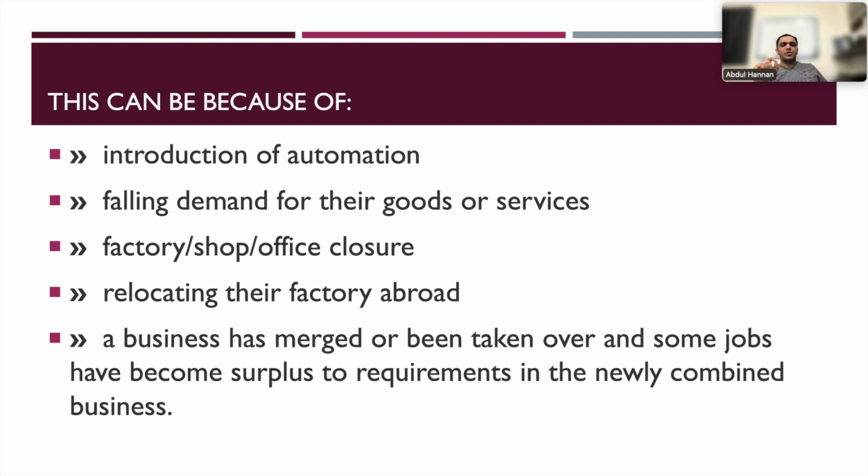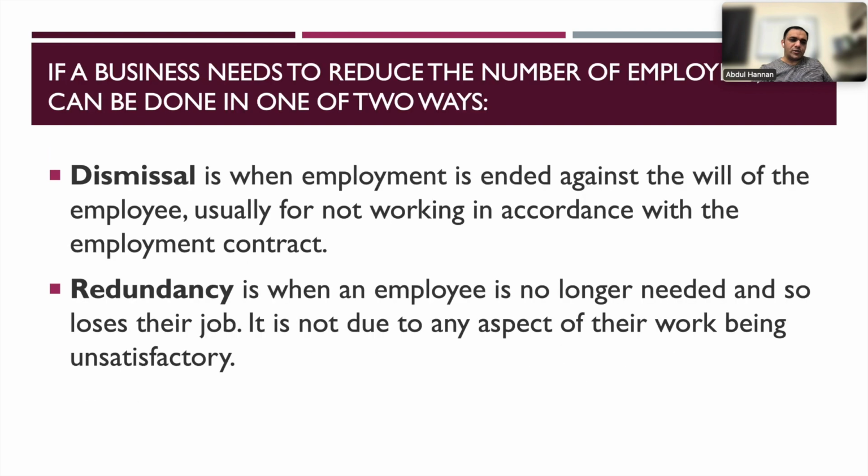A business has merged or been taken over and some jobs have become surplus to requirements in the newly combined business. For example, you have made a merger. We studied before that this is when two businesses join together. For example, business A joined together with business B. Business A and business B both have 25 employees, but the new business C requires only 25 employees. So of course, they will take some from A and some from B, and some of the employees will become redundant. So these are the main causes of downsizing in the organization.